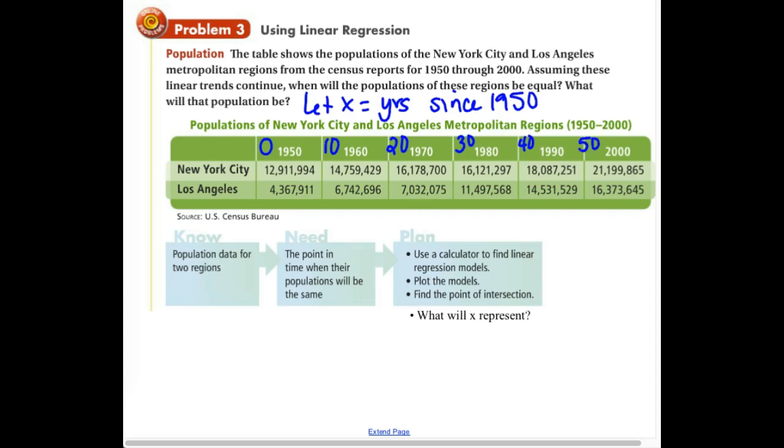So for list 1, we are going to enter those numbers, 0, 10, 20, 30, 40, 50. For list 2, we are going to enter the New York City data. Now, what we're actually going to do here is 2 linear regressions. So we're going to enter the data all at once. That means we're going to put Los Angeles in as list 3. Now, we've got a lot of numbers here. Instead of entering them that way, we're going to put our y's in terms of millions.